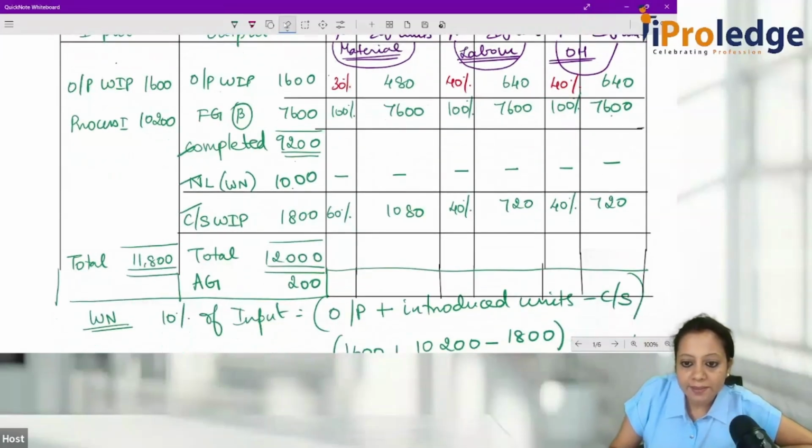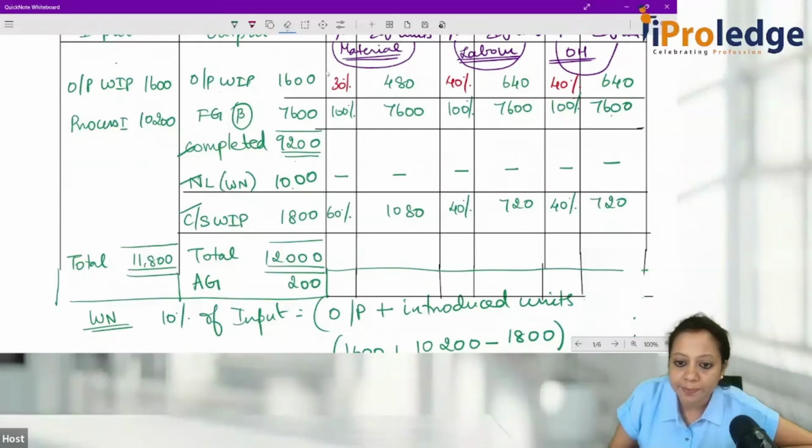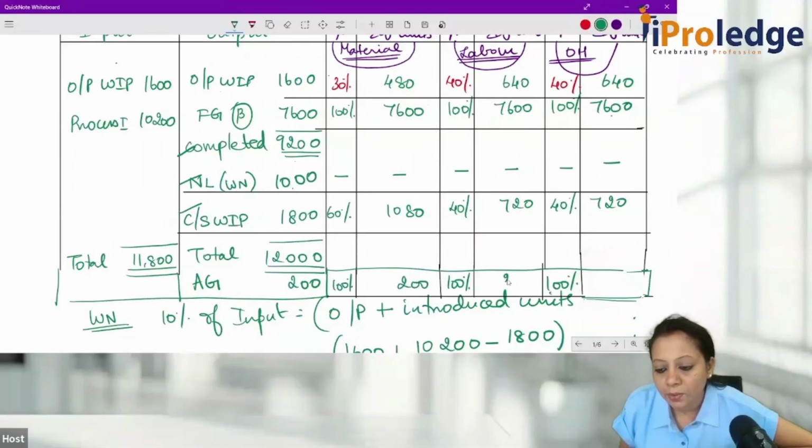So then we will come to the abnormal gain. Abnormal gain, unless and otherwise anything is said, we will take it to be fully completed only. All right. So now we will write it here. 100%, 100%, and 100%. So 200, 200, 200.